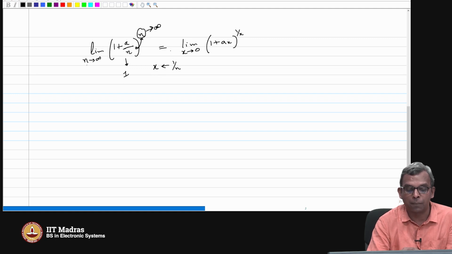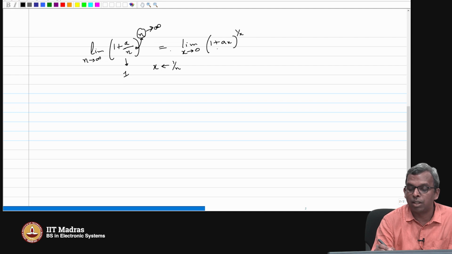So if x is 1 by n, x is going to tend to 0, and you have 1 plus ax, and then power 1 by x. Okay, so now here again you have this confusion. As x tends to 0, you have a 1 power infinity, and this kind of tending to 1 power infinity is still an undefined form. Okay, so this is an undefined form, as n tends to infinity.